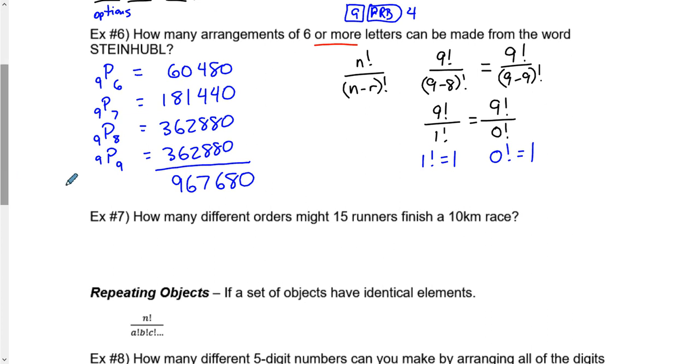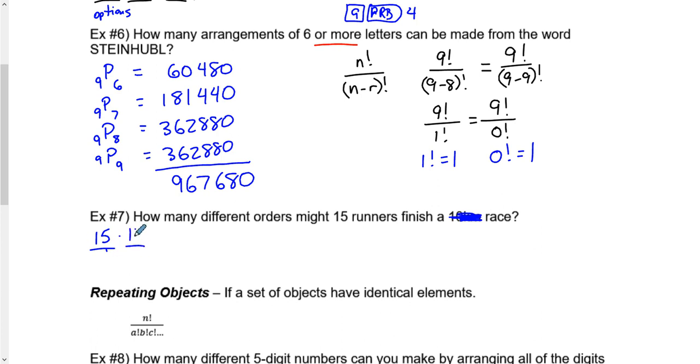Example 7. How many different orders might 15 runners finish a 10-kilometer race? Long story short, how long the race is doesn't matter. It could be a 1-meter sprint. But here's the idea. How many ways can someone come in first? There are 15 different runners, so there's 15 different possibilities for gold. Obviously, training and all that stuff comes into effect, but we're just saying if everyone has a fair chance, there's 15 different ways that gold could be awarded.